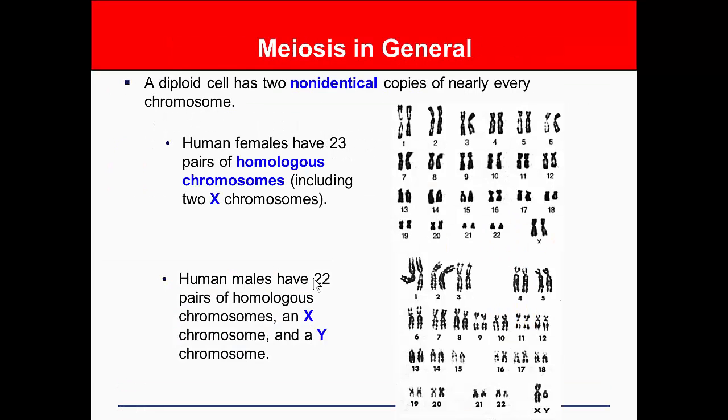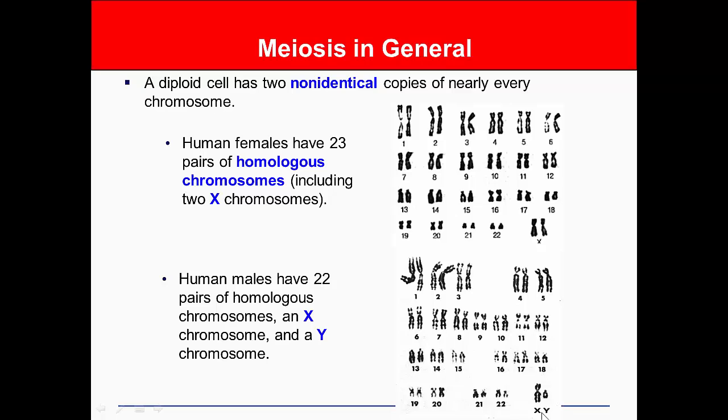Almost all of our cells in our bodies are diploid cells, and they're going to have two non-identical copies of nearly every chromosome. And that's, as I said before, because we get a copy of all of our chromosomes from our mother, and then another copy of each of those chromosomes from our father. But the difference between females and males is that females have two X chromosomes, so they inherited one X from their mother and one X from their father, whereas males inherited an X chromosome from their mother and a Y chromosome from their father.